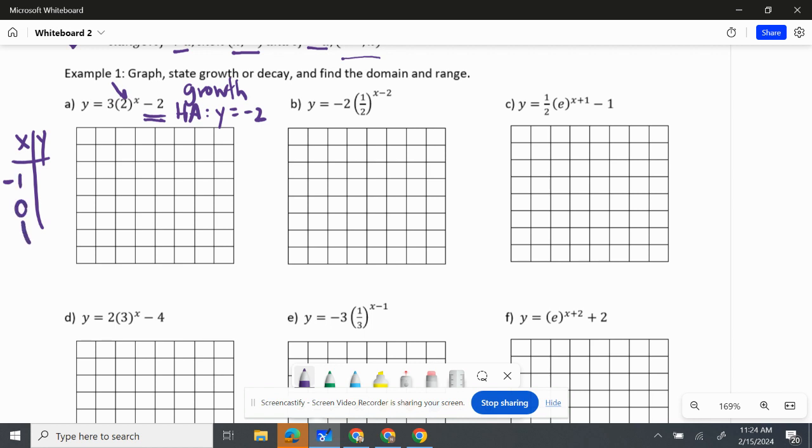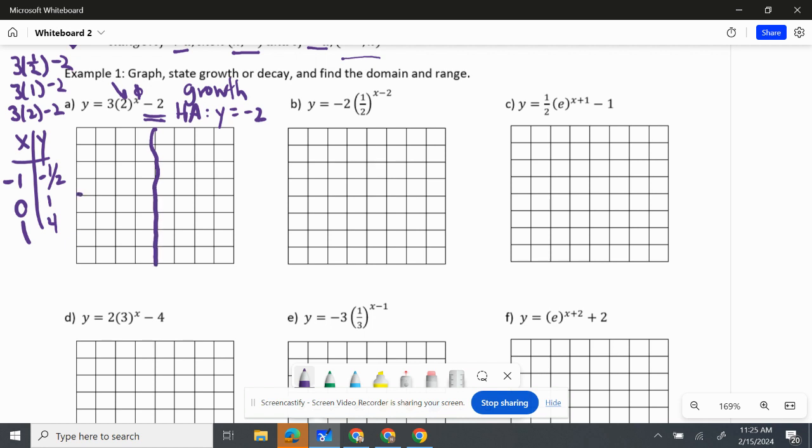If we plug in the -1, it flips the 2. So that becomes 3 times 1/2 minus 2. That would be 3/2 minus 2, which is -1/2. If we plug in a 0, anything to the 0 is 1. So that would be 3 times 1 minus 2. That would be 3 minus 2, which is 1. Then if we plug in a 1, it stays the same. 3 times 2 minus 2. So that would be 6 minus 2, which is 4.